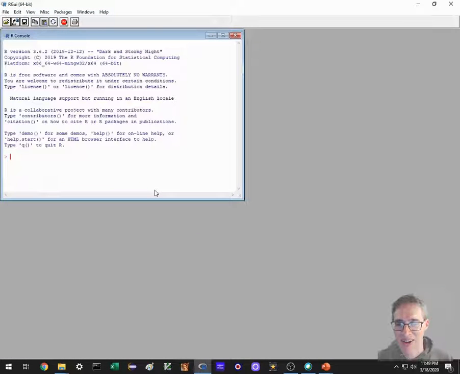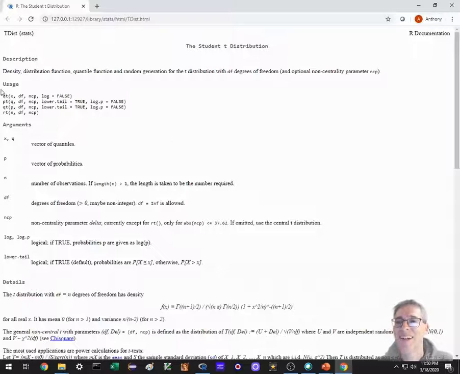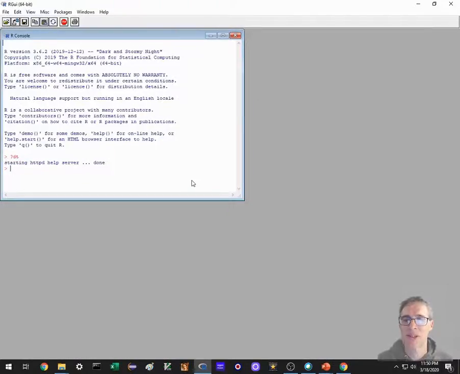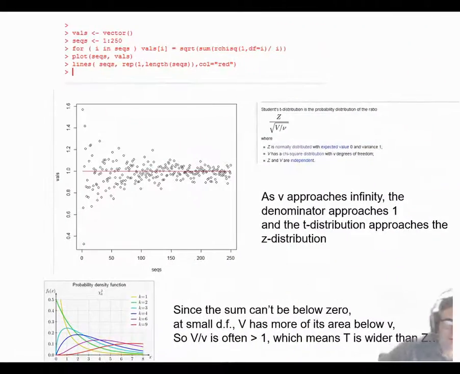But if we go to R and we type question mark t, dt, this is the t distribution. This is the dt, pt, qt, and rt. So all of our prefixes that have been there all along for every single distribution in R. One last time, the probability density function, the cumulative probability density function, the inverse cumulative probability density function, and random sampling. So all of that is there for the t-distribution as well, with its one parameter, which is the degrees of freedom. All right, so the t-test has this one parameter, the degrees of freedom.